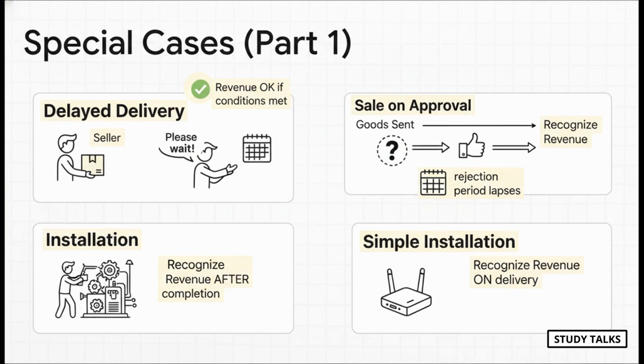Yes, but only if the goods are ready to go, they belong to that specific buyer, and, crucially, the buyer asked for the delay. Next, sale and approval. This one's easy. No revenue until the customer either says, yes, I'll take it, or their time to say no runs out. And what about installation? It all depends. If it's a huge, complex job that's a key part of the sale, you wait until the installation is done. If it's just plugging it in, you can book the revenue on delivery.